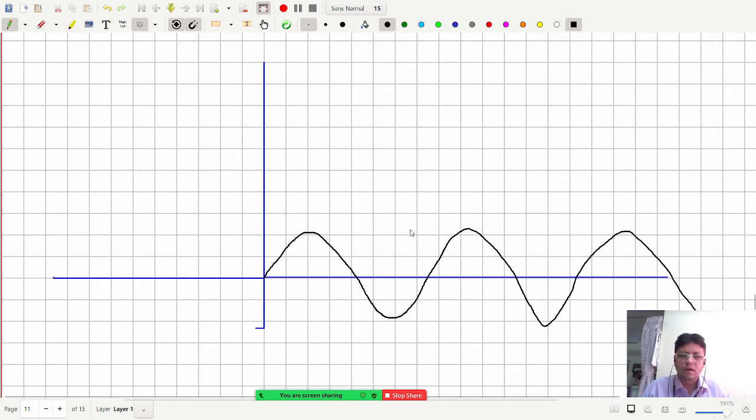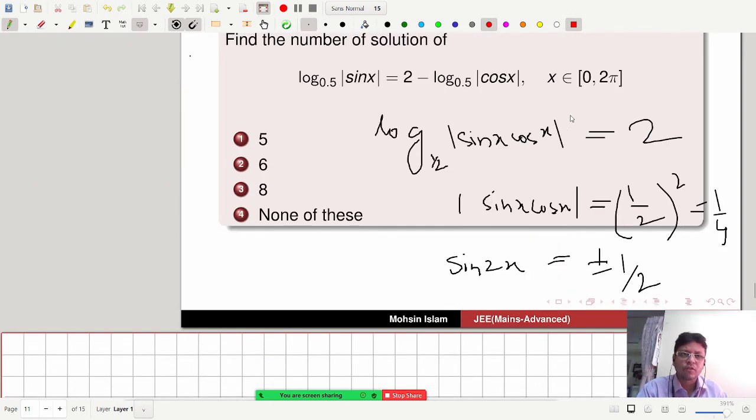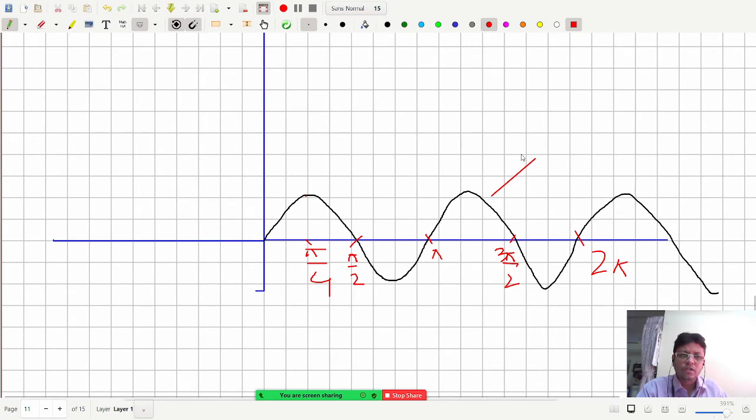So this is your sin 2x. Sin 2x will be 1, attains the maximum value, at pi by 4. So this is your pi by 4. And this is your pi by 2. At pi by 2 it will be 0. And this is your pi, this is your 3 pi by 2, and this is your 2 pi. You have to draw 0 to 2 pi. So this is your sin 2x.